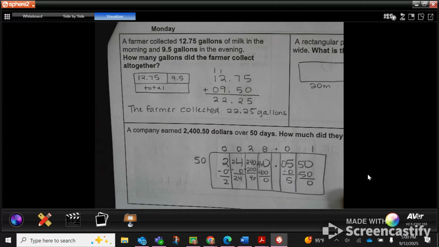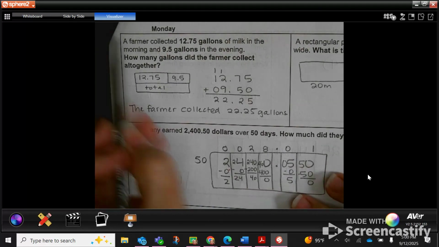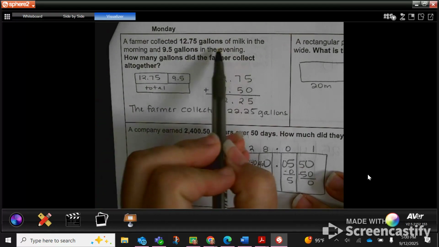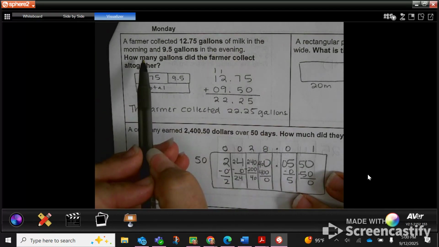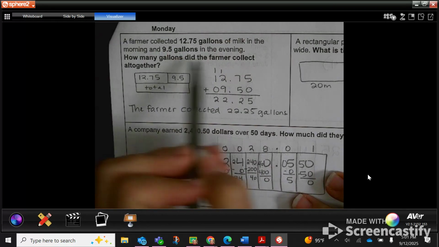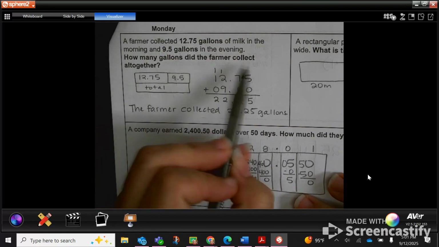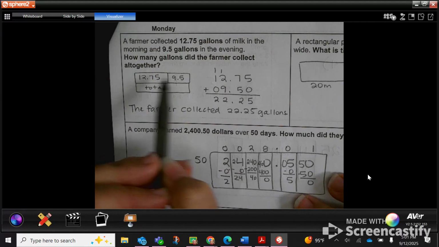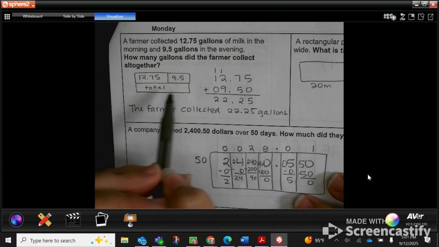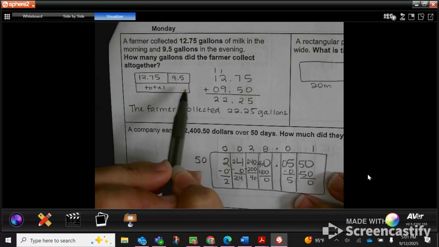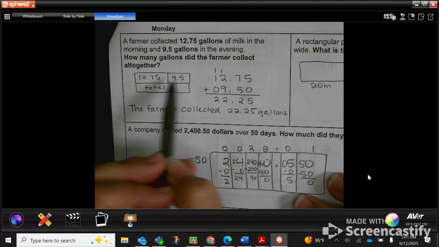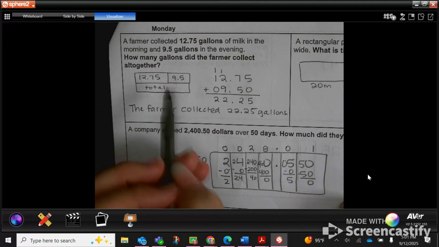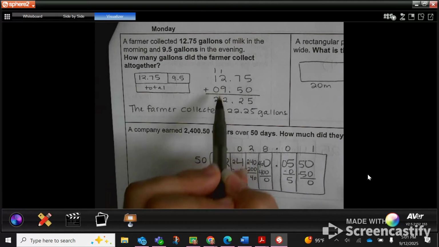All right, so on Monday we have a farmer who collected 12.75 gallons of milk in the morning and 9.5 gallons in the evening. How many gallons did the farmer collect altogether? So here I have what they collected in the morning. Here is the evening, and then my total is going to be how much they did altogether. So I'm going to join these two things together. When I'm combining two totals, I'm going to add them.